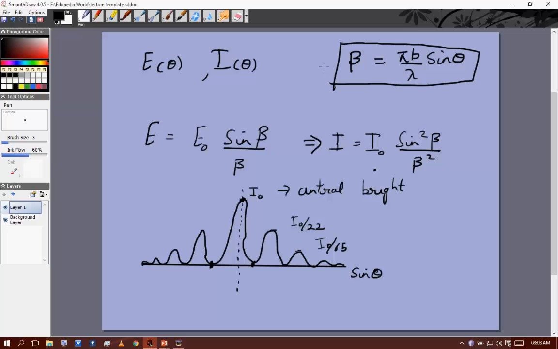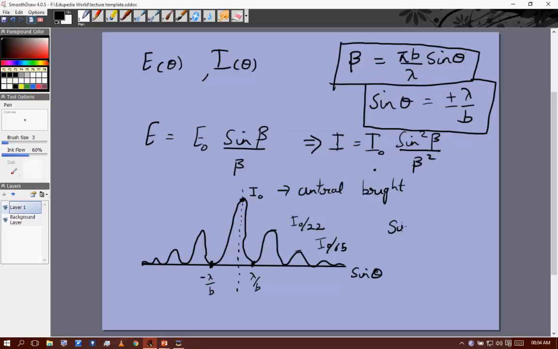It either means theta is equal to 0, which we've already seen for I naught, or it means that sine beta is equal to sine of pi, which will be 0. That means this whole thing is pi, or minus pi, which means sine theta is equal to plus minus lambda by b. So we see that there are 2 points. There are other points obviously for which this could be 2 pi, 3 pi, 4 pi, which will give us the remaining points. But if sine theta is equal to plus minus lambda by b, then beta is equal to plus minus pi, and the intensity is 0. So this is lambda by b, and this is minus lambda by b. These are the values of sine theta where you would not see any light at all. You would see a completely dark fringe.